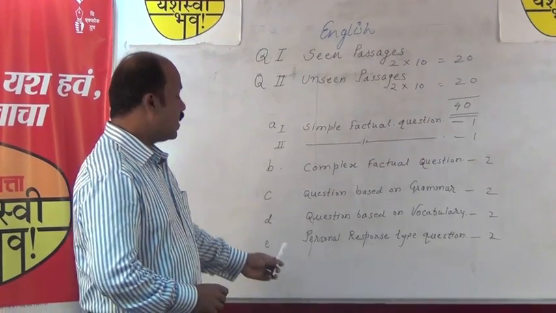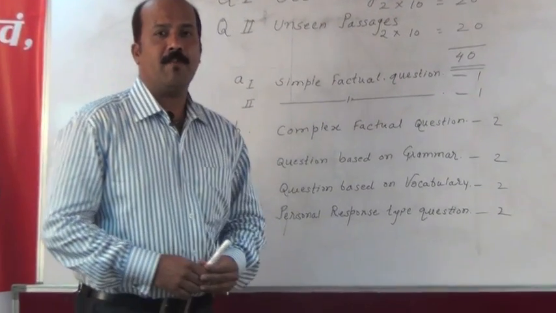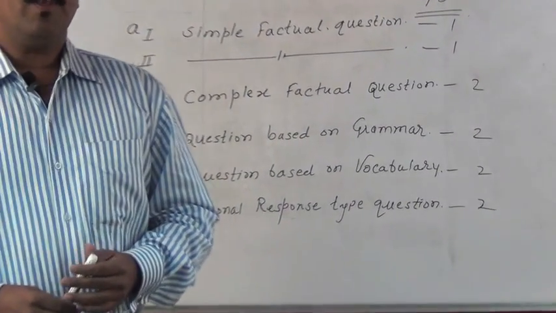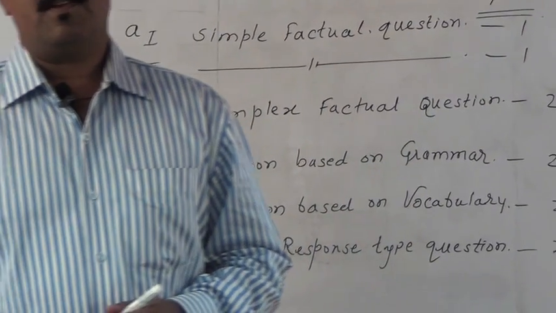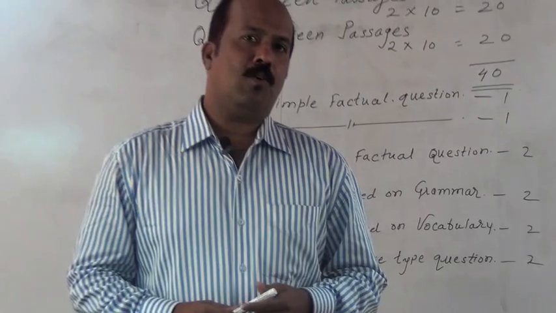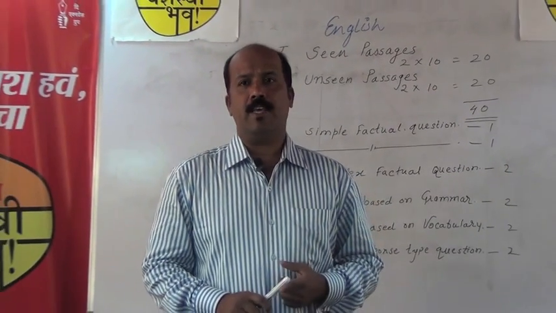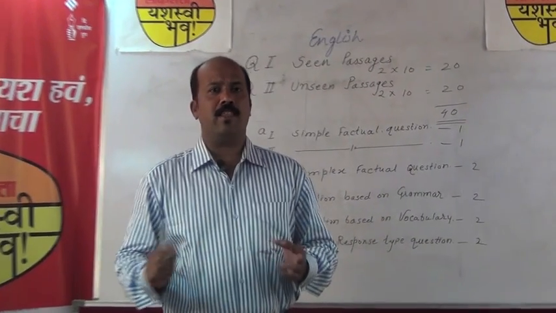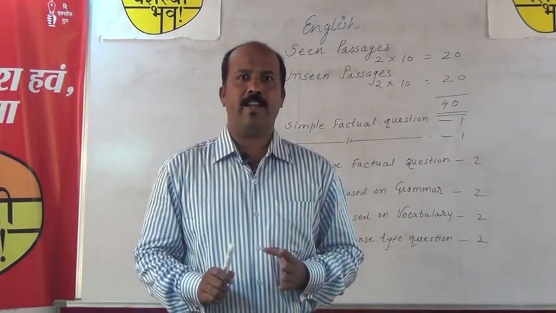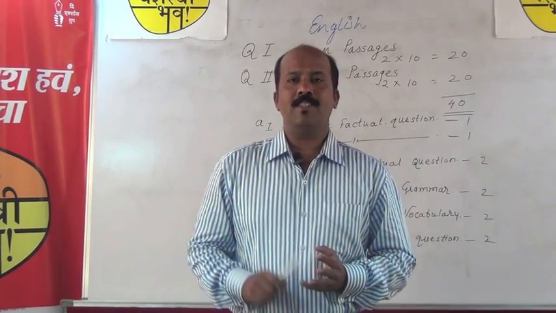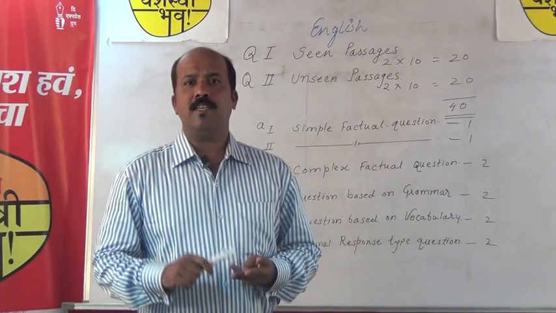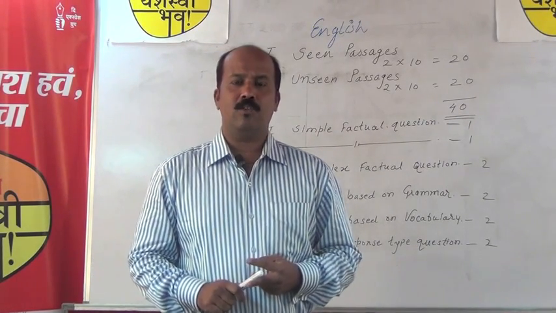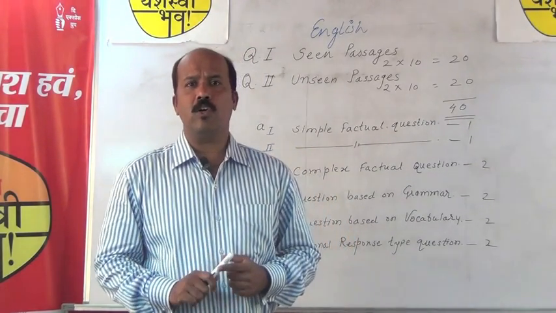Now friends, we are shifting our attention to E type of question. E type of question is called personal response type of question. Whenever we check papers, what do the children do? First thing, they do not write anything in the answer. Definitely they'll get 0 marks. Second thing, they write the answer but they use the lines given in the passages. So again they'll get 0 marks.